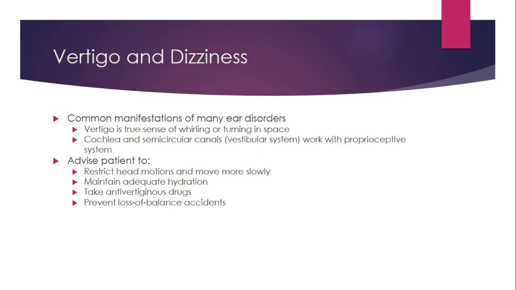Vertigo and dizziness are common manifestations of this. Vertigo is a true sense of whirling or spinning in space. Dizziness is just a lightheaded type of feeling. What's going on here is you've got the cochlear and semicircular canals, and you've got an alteration there. This can be from the little structures inside that are messed up, or it could be drug related or a variety of different things. So we want to try to restrict head motions.